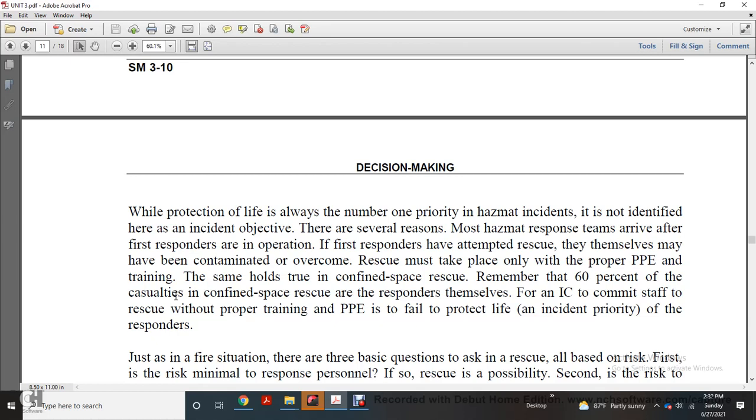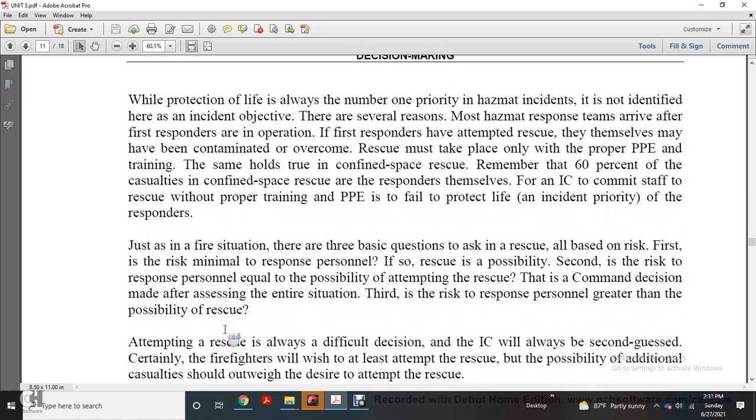First responders who attempt to rescue may themselves be contaminated, and the rescue may take place without proper personal protective equipment and training. The same holds true for confined space rescue. Remember, 60% of the casualties in confined space rescue are responders themselves, when incident command commits staff to the rescue without proper training and personal protective equipment. The priority of the responder is just as important in this situation.